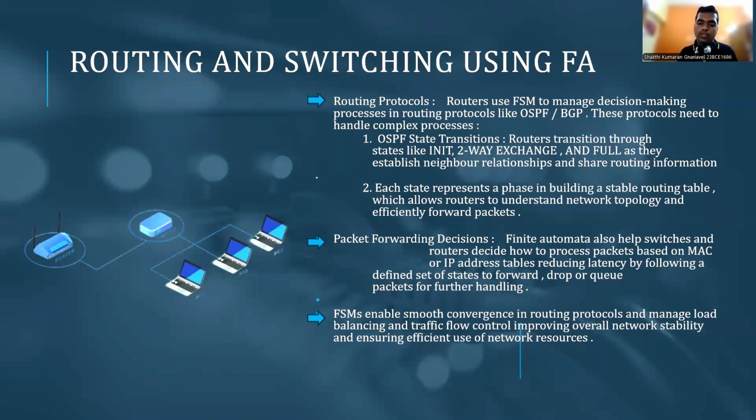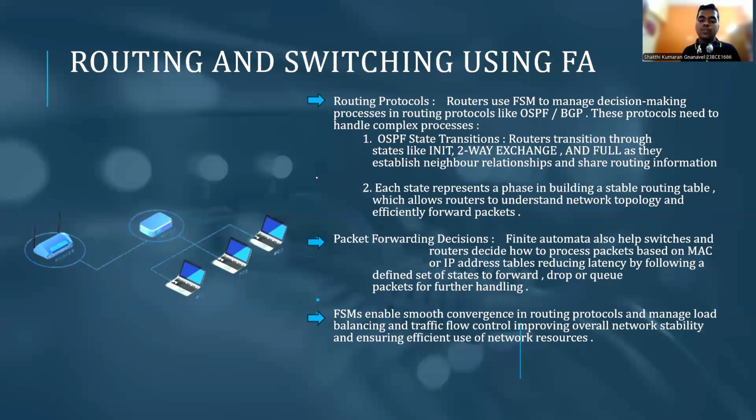Routers use FSM to manage decision-making processes in routing protocols like OSPF or BGP. These protocols need to handle complex processes. In OSPF state transitions, routers transition to states like init, two-way, exchange, and full as they establish neighbor relationships and share routing information. Each state represents a phase in building a stable routing table, which allows routers to understand network topology and efficiently forward packets.